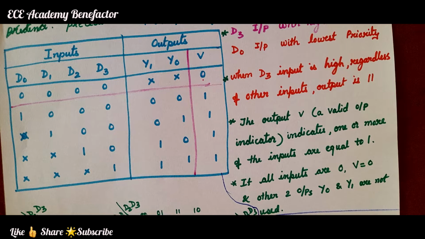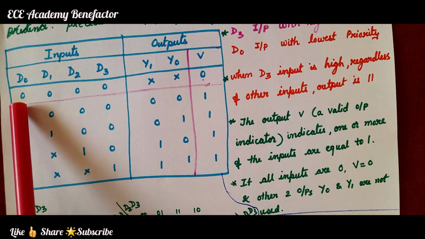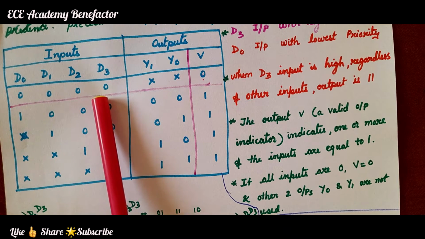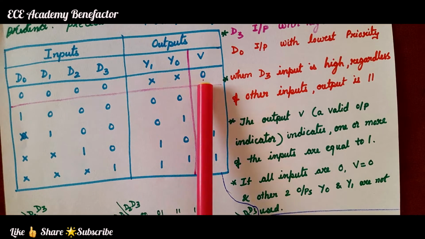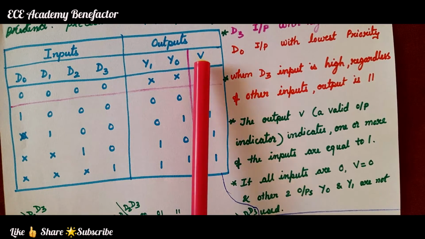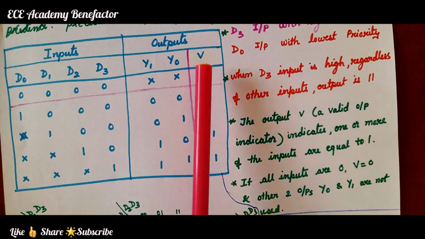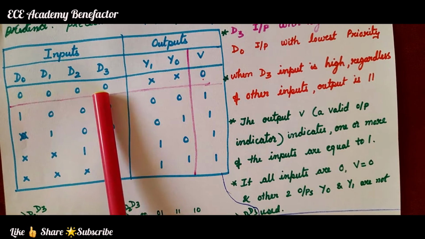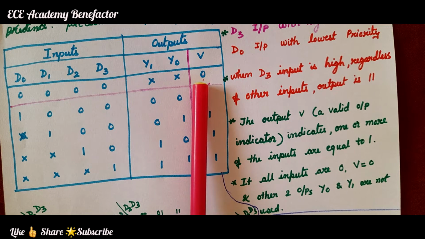Okay. If all the inputs are 0, in the first case you can clearly understand it. When all the inputs are 0, what is the valid output? It is 0, because the valid output indicates that at least one input is 1. When all the inputs are 0, the valid output is 0.